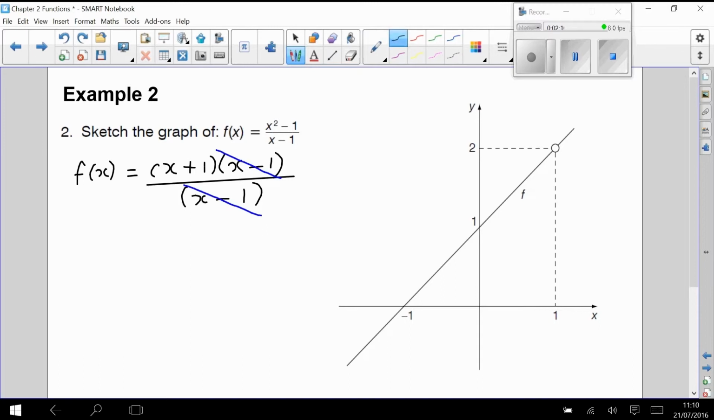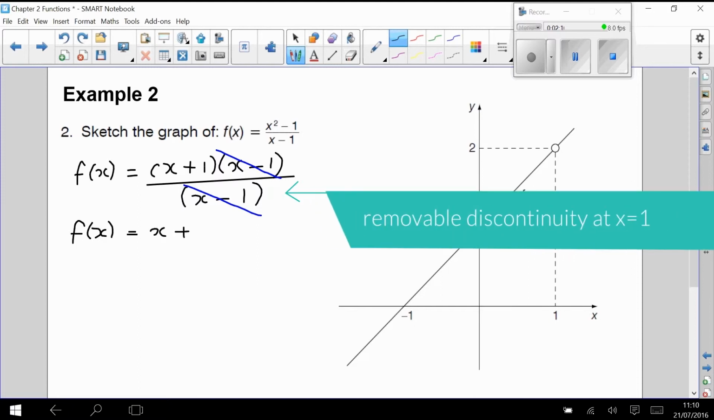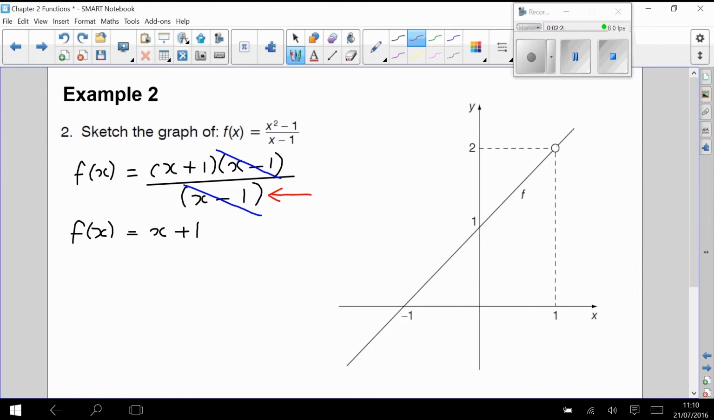In other words, this function that I've drawn over here looks like the function that I had before of x plus 1. But what is different? In this function, I've got a restriction because I had a factor in my denominator, and before I remove that factor, I must note its restrictions. The restrictions are clearly that the x over here may not be equal to 1.